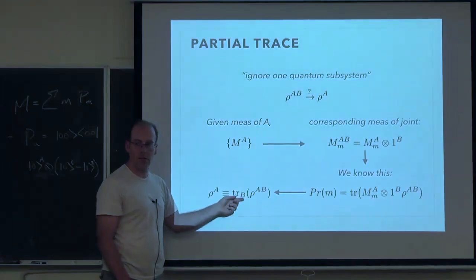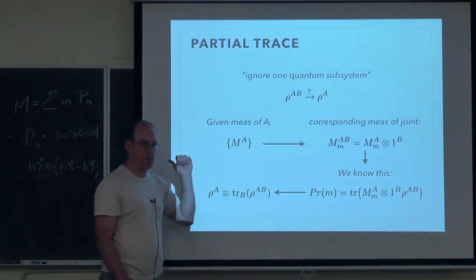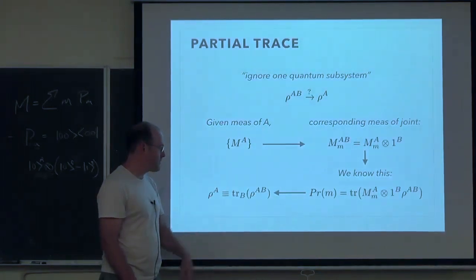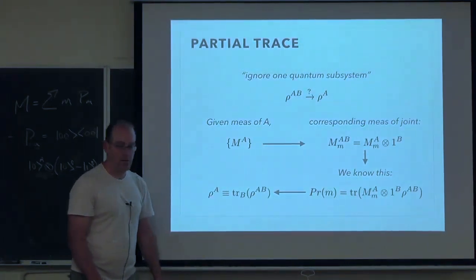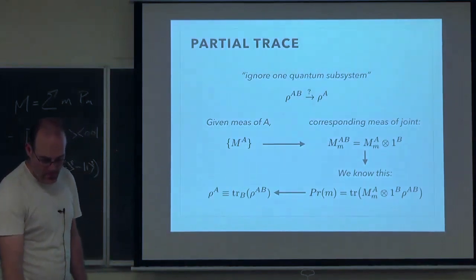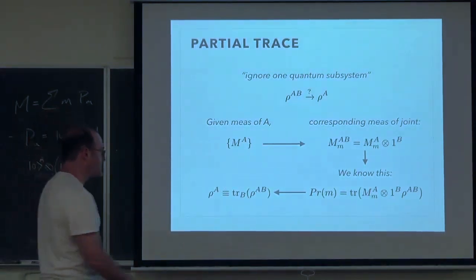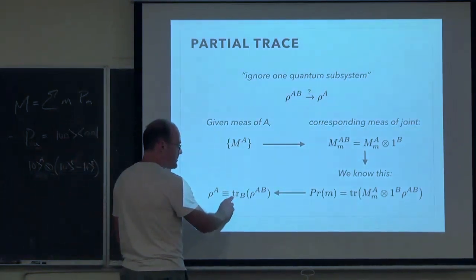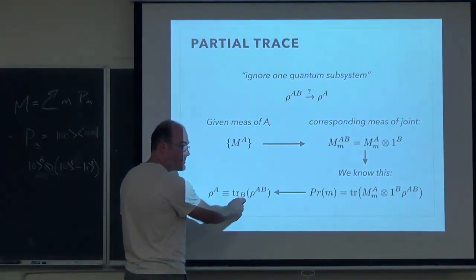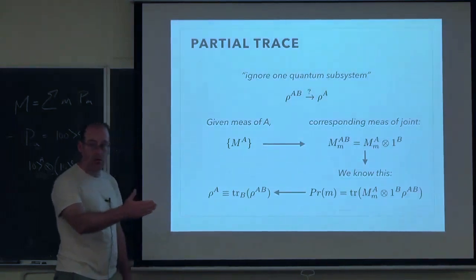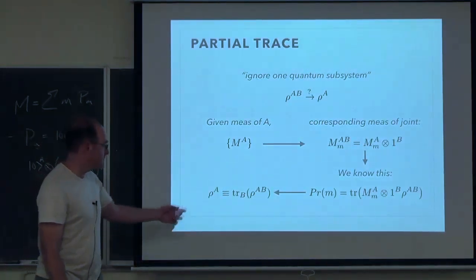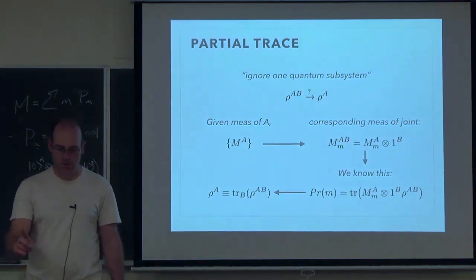This trace B is the partial trace operation that takes you from the joint space to one of the single spaces. So that's what the partial trace has to do. You say that this is the partial trace with respect to subsystem B, which means that you want to ignore subsystem B in order to maintain subsystem A.